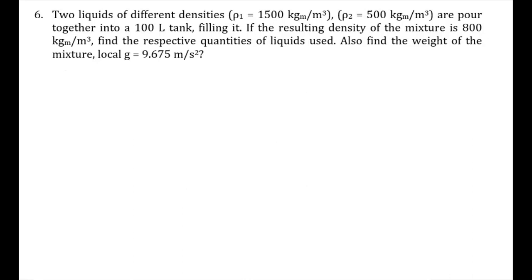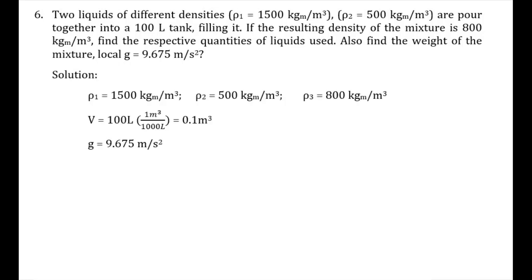Exercise number 6. Two liquids of different densities, density 1 equals 1500 kilogram mass per meter cube, density 2 equals 500 kilogram mass per meter cube, are poured together into a 100-liter tank, filling it. If the resulting density of the mixture is 800 kilogram mass per meter cube, find the respective quantities of liquids used. Also find the weight of the mixture, local g equals 9.675 meter per second squared.